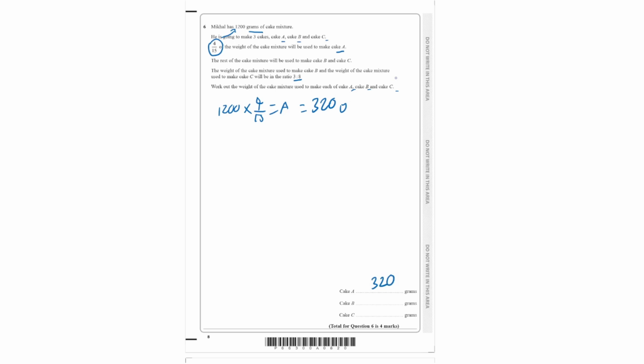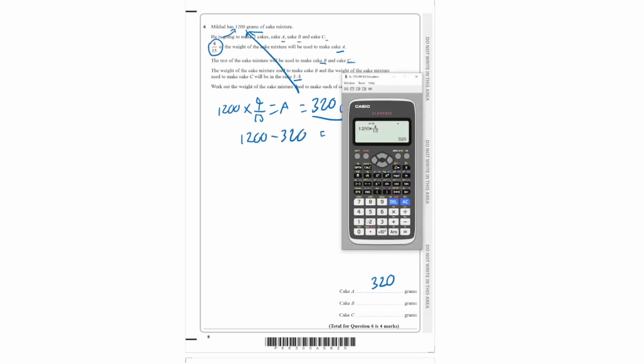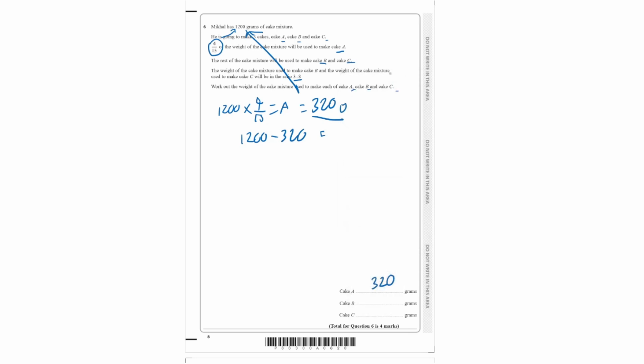Now that we have cake A, it says here that the rest of the cake mixture will be used to make cakes B and C. So that means cake A is made first. So we can actually remove this value from the total value. So 1,200 minus 320 will give the rest of the cake batter. 1,200 minus 320 gives us 880. So this is what we're left with for cakes B and C.